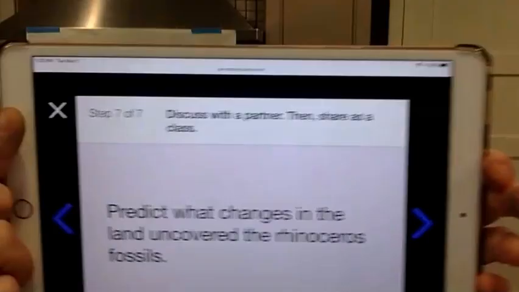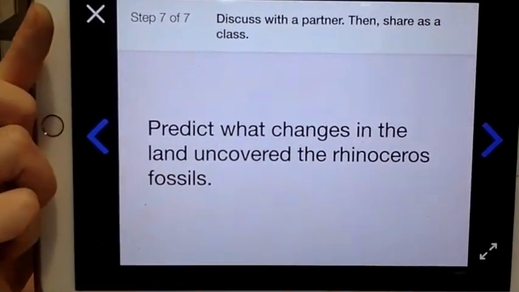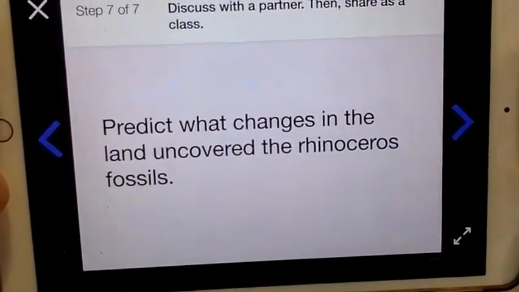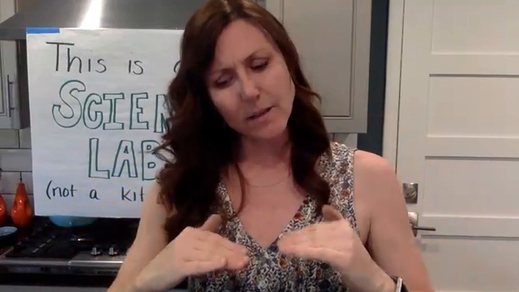All righty. And the last question is, predict what changes in the land could have uncovered the rhinoceros fossils. So if we have that layer of fossils, and we have sandstone, and we have sand and gravel on top of that, rounded gravel and sand on top of that, how is it that that layer of fossils could have been exposed? So what would have had to have happened over time in order for that to be exposed? And that is it for today.